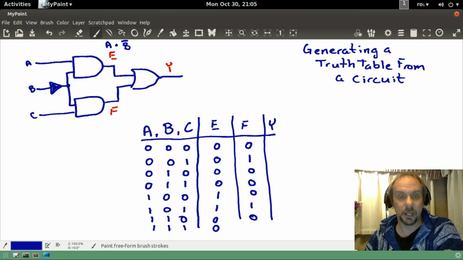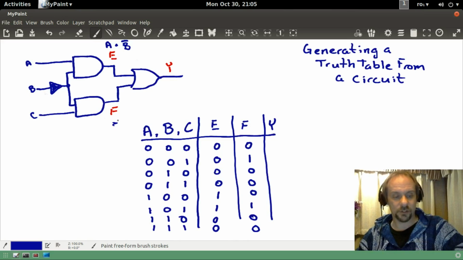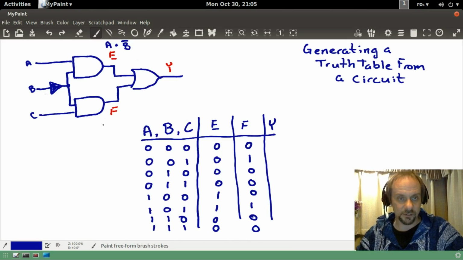And finally, B is 1 negated to a 0 is 0. Okay, so that takes care of our F gate there. You'll note that the F gate is, of course, negative B and C. That's what we did for the F gate.